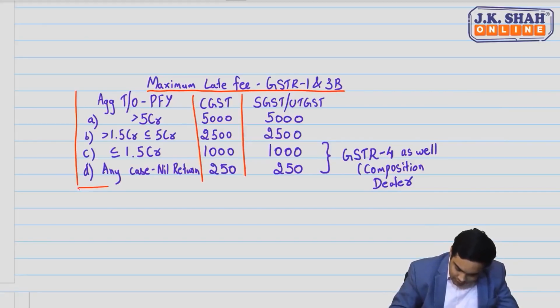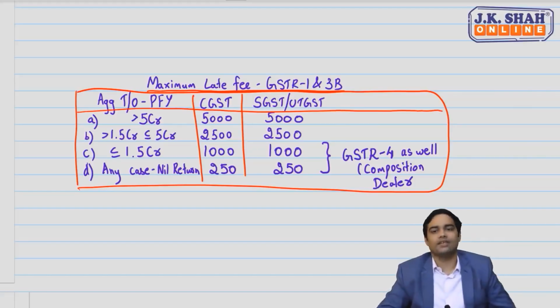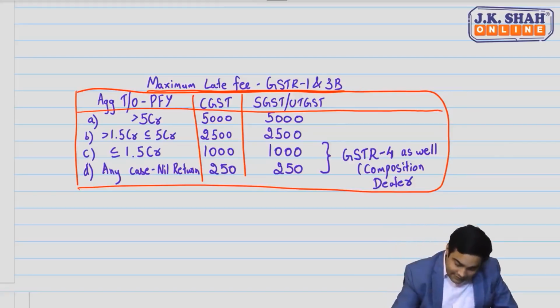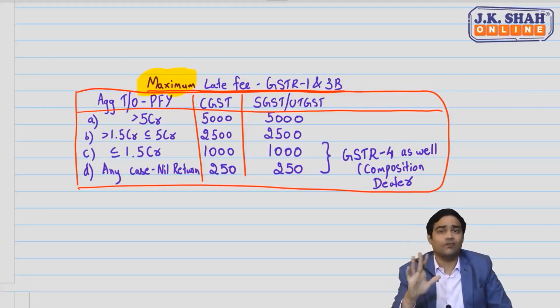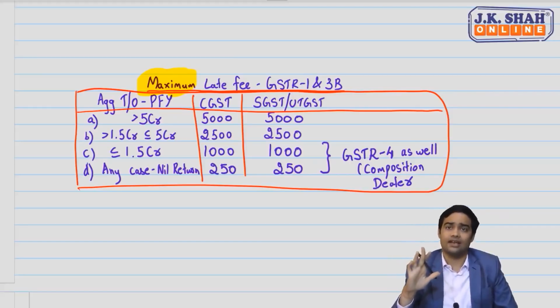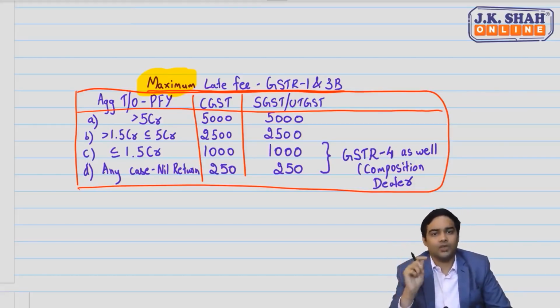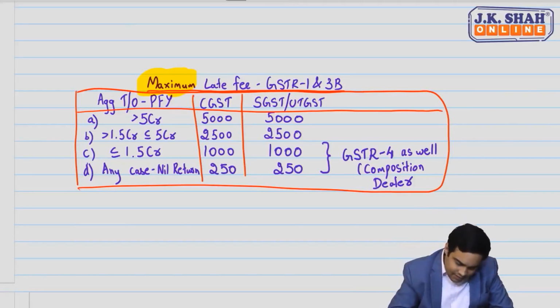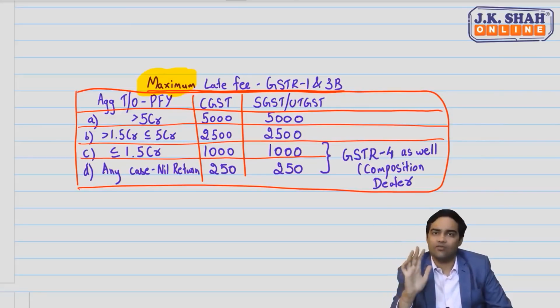So you can keep this one particular segment in your book. Aggregate turnover, preceding financial year, CGST, SGST, what will be the late fee? This is the maximum late fee. That 100 rupees per day as per ICAI module is same. So I will not recommend you to go by what is there in real life. You can write a note, but better go with whatever is there in ICAI module. So maximum late fee notified for your syllabus, we need to learn this. C and D will apply only for GSTR 4, as A and B cannot apply for GSTR 4.